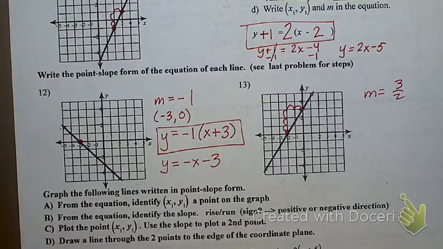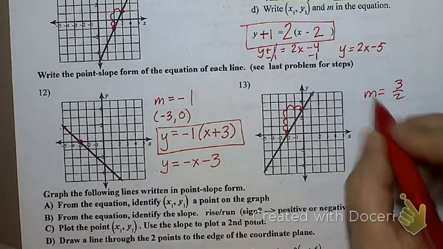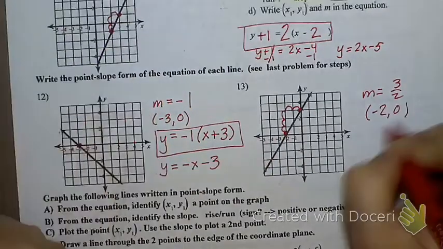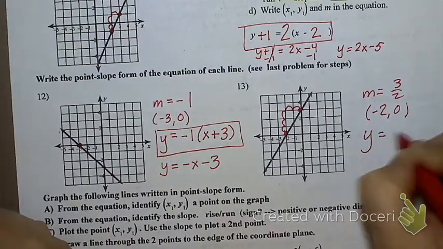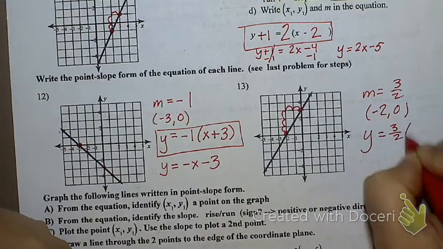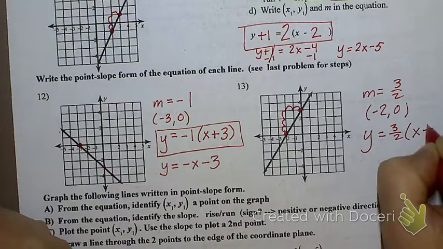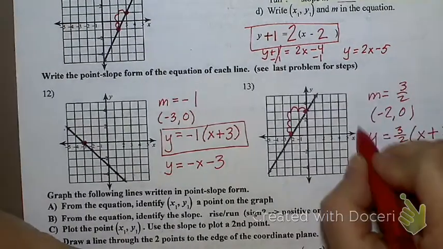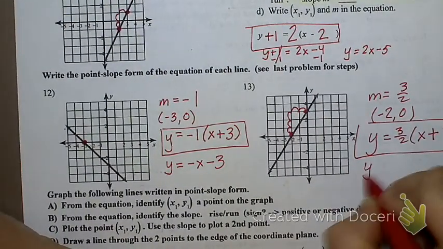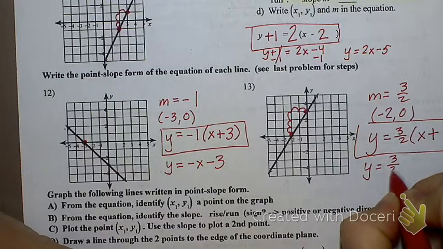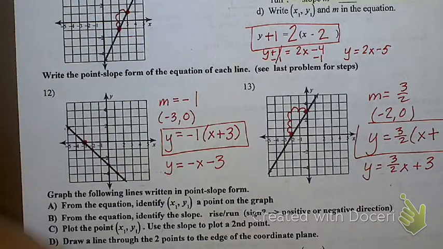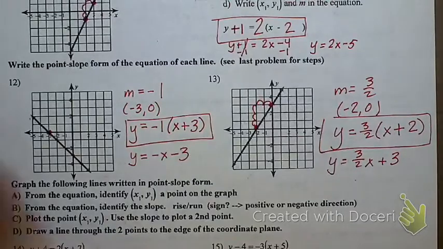3 over 2. Okay. Let's say I pick this one. Negative 2, 0. Again, that would be y minus 0, which is just y, equals 3 halves times x minus a negative 2. Becomes plus 2. So that's what I get. If I put this in slope-intercept form, I have 3 halves x plus 3 halves times 2 happens to be 3. As long as yours gets to that, you have a correct answer also. Okay? Questions there?